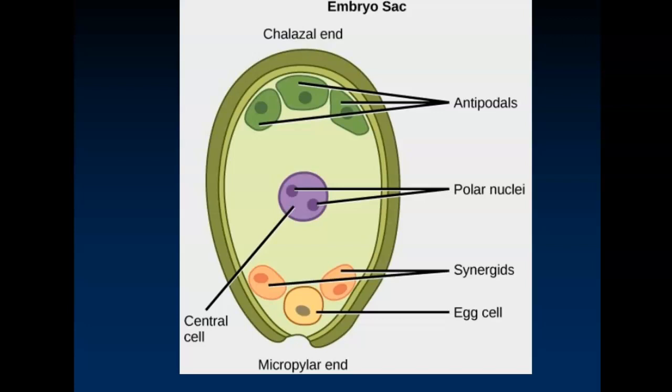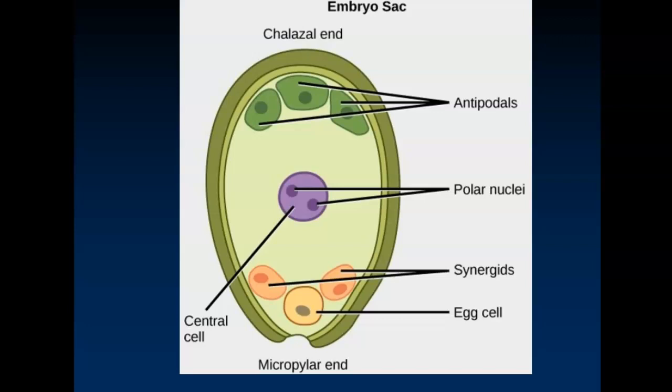The synergids are just the two nuclei that are next to the egg. Again, which one of these becomes the egg is completely random. It will always be one of the ones closest to the micropyle. That's because that's where the pollen tube is going to grow in and disperse the sperm. So it would be near the micropyle, but it could have been either one of those synergids.